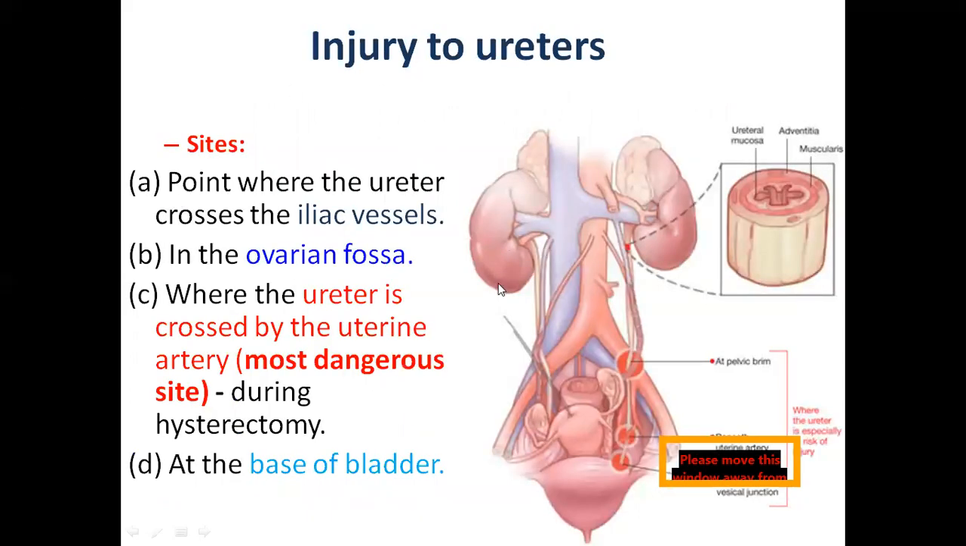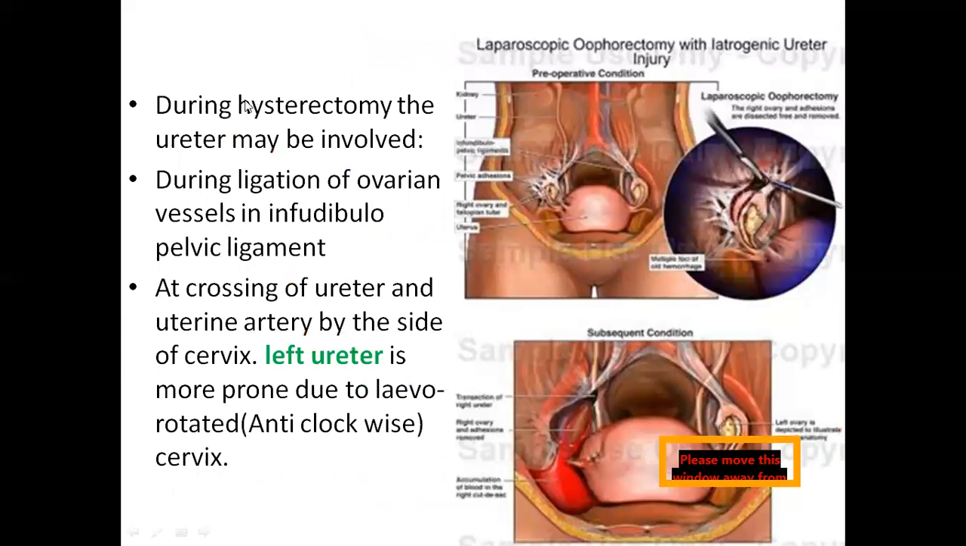Now coming to injury to the ureters. The point where the ureter crosses the iliac vessels in the ovarian fossa, where the ureter is crossed by the uterine artery, is most dangerous during removal of the uterus, that is hysterectomy. We should not mistake the ureter for the uterine artery. Okay, and it is prone to get injured at the base of the urinary bladder also. So during hysterectomy, the ureter may be involved.